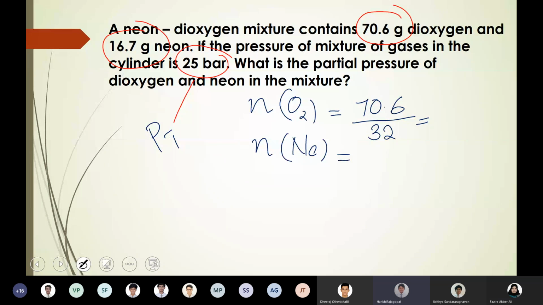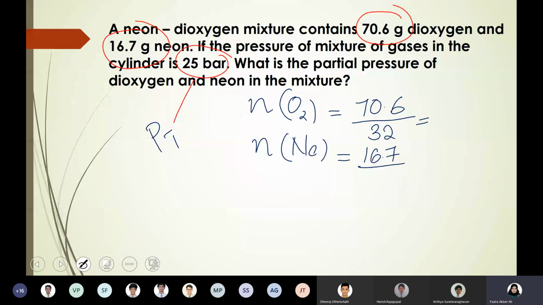Ma'am, after finding the partial pressure of one, can I just subtract it from the total pressure and then find the other? Yeah, if you find one of the partial pressures, then you can subtract it from the 25. Total pressure is 25, right? So if you found the partial pressure of oxygen, you can find the partial pressure of neon. Yeah, that is fine. Or otherwise, you can do the same way with mole fraction also, because total mole fraction will be 1. That is one concept. So if you're finding neon first, here it will be 16.7. What is the molar mass of neon?